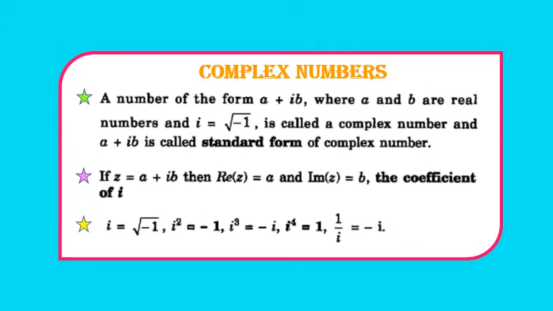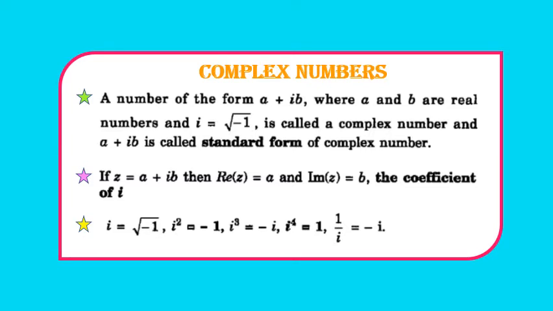So what is a complex number? A number that can be written in the form a plus ib, where a and b are real numbers and i is equal to under root of minus 1, is called a complex number. Here i is called iota. So if we can write any number in the form a plus ib, then that number is called a complex number. So a plus ib is the standard form.